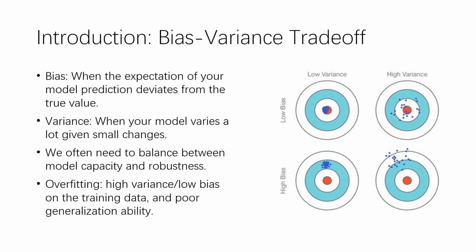Before we introduce tricks to reduce overfitting, we need to first understand what overfitting is. And that brings us to the bias variance trade-off. A large bias means that your machine learning model deviates from the true value on average, and a large variance means that your model fluctuates too much given small changes in your inputs. To the right, we have an illustration of bias versus variance. Bias measures on average how far you are from your target. Variance measures how much you vary at each shot.